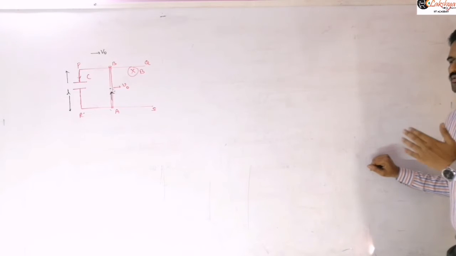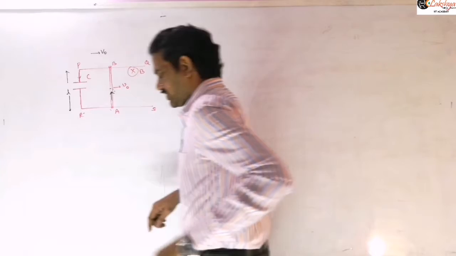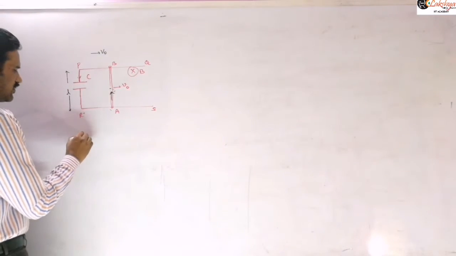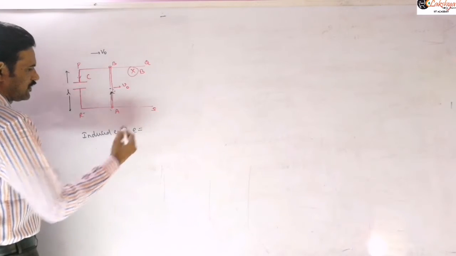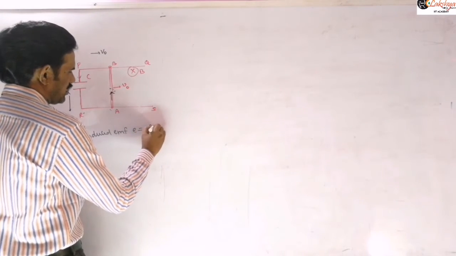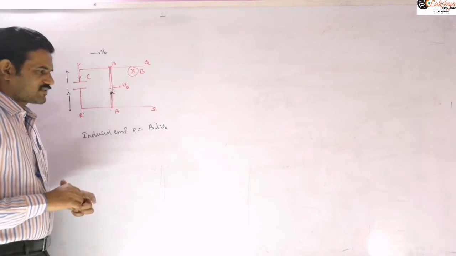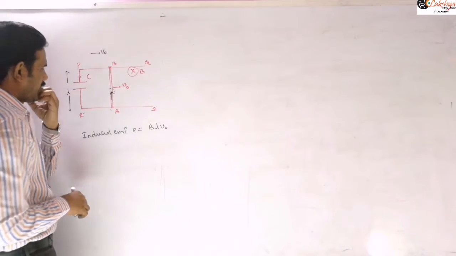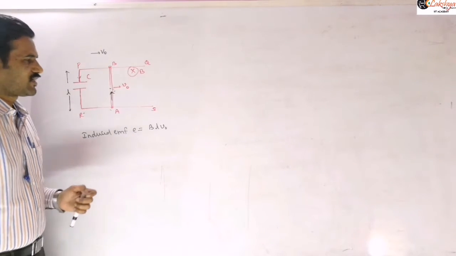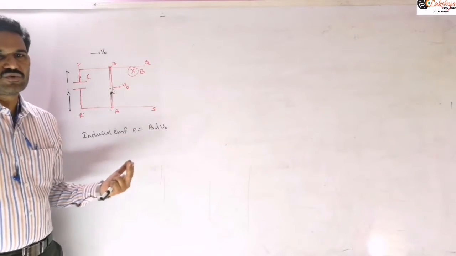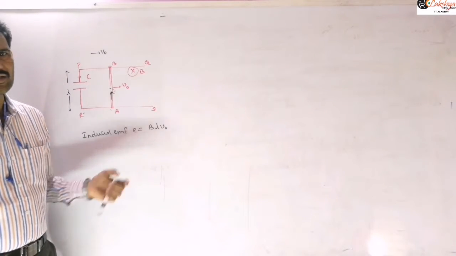Suppose it is moving with some constant velocity. Now we can write the induced EMF is equal to BL V naught. Now in case capacitors are there, you can't write the current equation directly. Ohm's law, I is equal to V by R, we can't apply here.